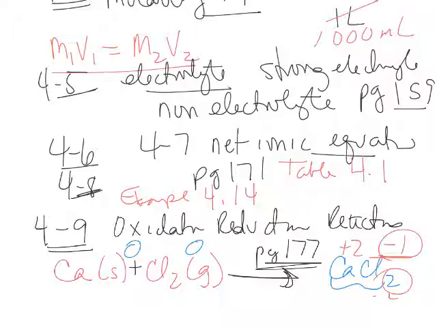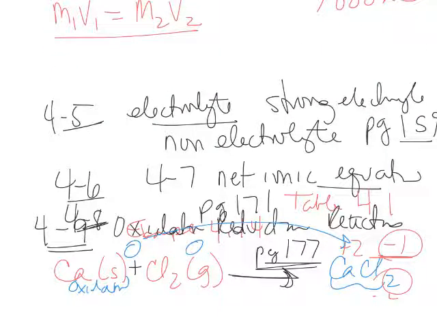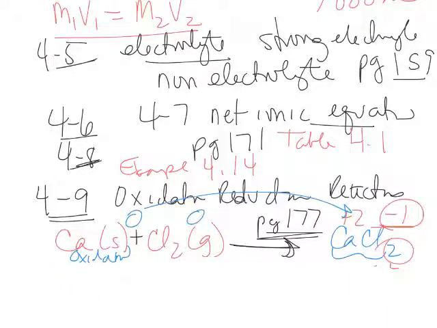So here's your reaction arrow. Calcium went from 0 to +2. That's an increase. That would be oxidation. Calcium is oxidized. What happened to chlorine? Chlorine went from 0 to -1. This is reduction. So Cl2 is reduced.